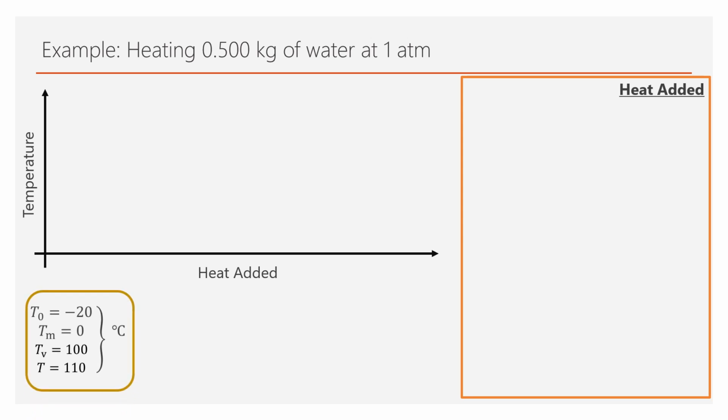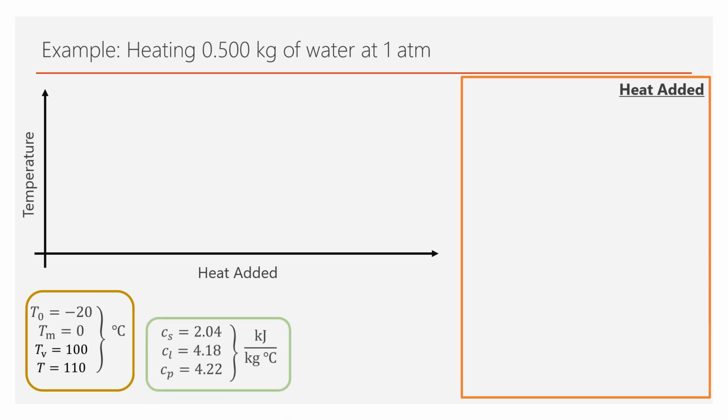First, we'll start with ice at negative 20 degrees Celsius, and then we'll warm it to its melting point at 0 degrees Celsius. That water will then be warmed until it vaporizes at 100 degrees Celsius, and then that water vapor will be heated an additional 10 degrees Celsius. Here are the specific heat capacities of solid ice, liquid water, and water vapor at constant pressure. And then here are the latent heats of fusion and vaporization in kilojoules per kilogram.